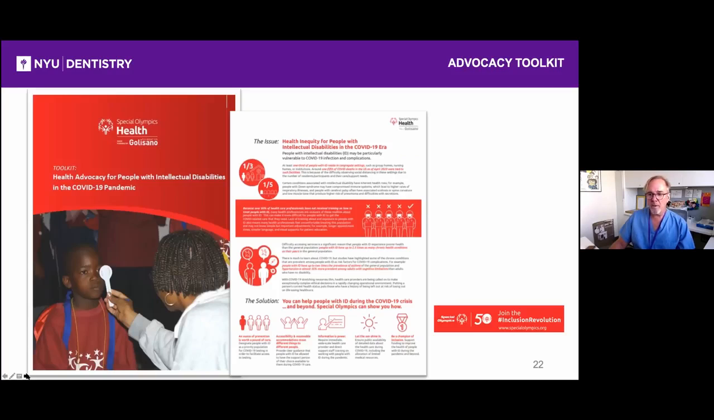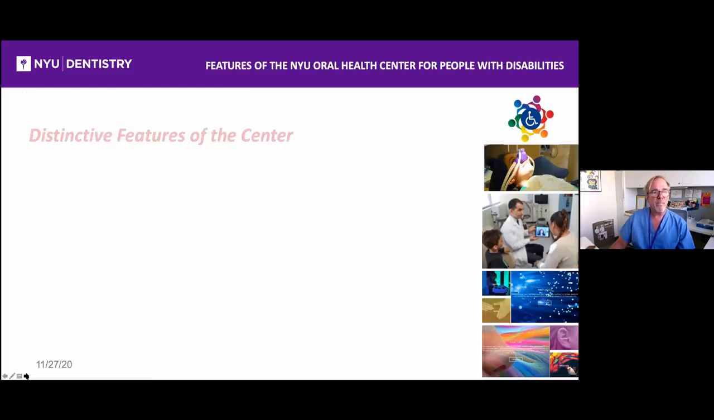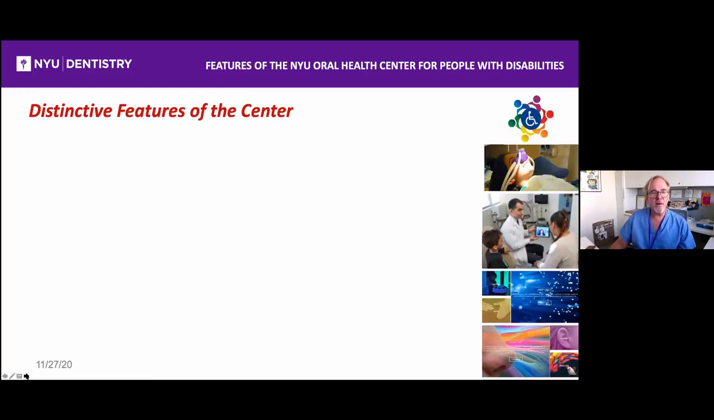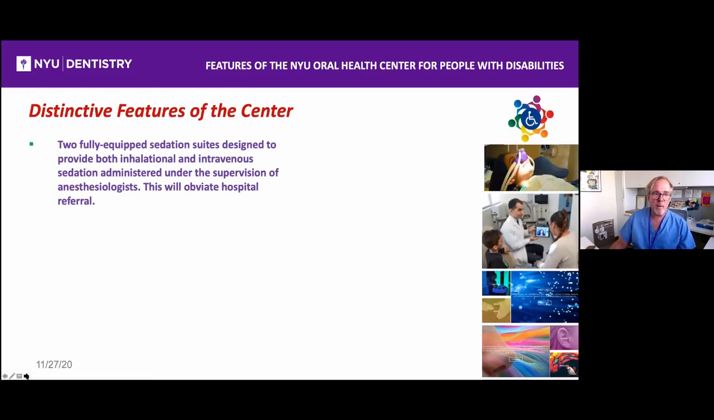Some of the different organizations, this is showcasing some of us speaking to health and equity for people with disabilities in the COVID era. Some of the distinctive features of the center are that we have 2 fully equipped sedation suites, which you saw pictures of and will see again in the videos to come, that provide both inhalational and intravenous anesthesia under the supervision of myself and hopefully another anesthesiologist. This will obviate the need to send patients to hospitals where there are long waiting lists, and we can provide all that good care for them here.